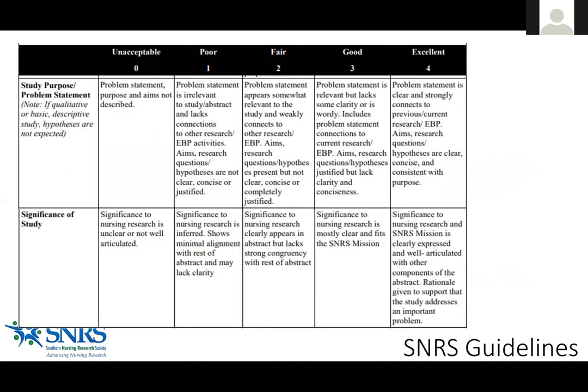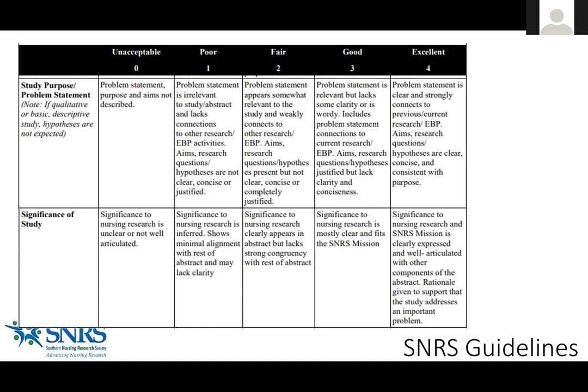So when we review abstracts, we really look at the study purpose and problem statement, and then the overall congruency with the background, the problem statement, to show how significant the study is. So what we want to find is a problem statement that is clear, that strongly connects to previous research or evidence-based practice that's been established. And then the aims, the research question, the purpose should be clear, concise, and consistent with the overall study purpose. But then the study also needs to be significant to nursing research and the mission at SNRS. And so your problem statement and your background should really draw you into what are the consequences of not having this information, or how will this help overall human health.